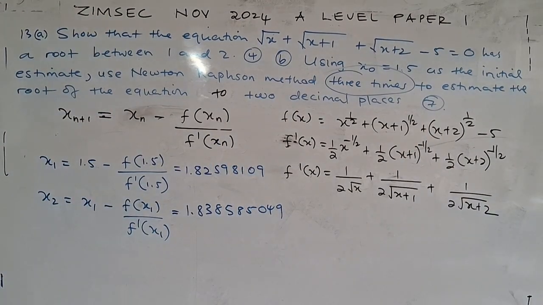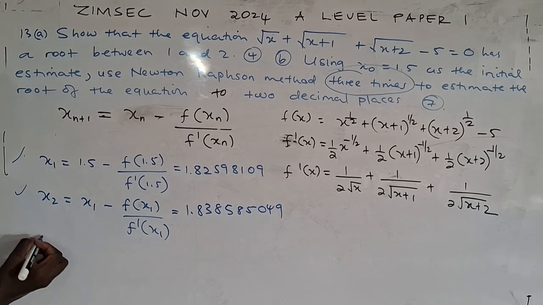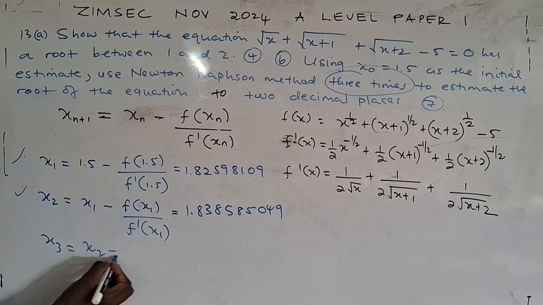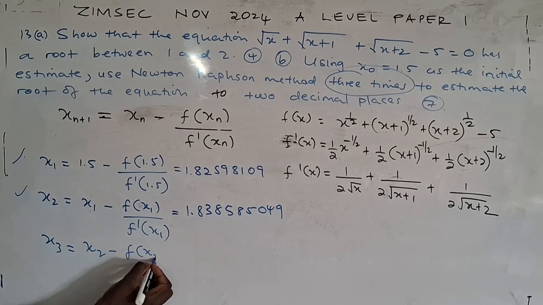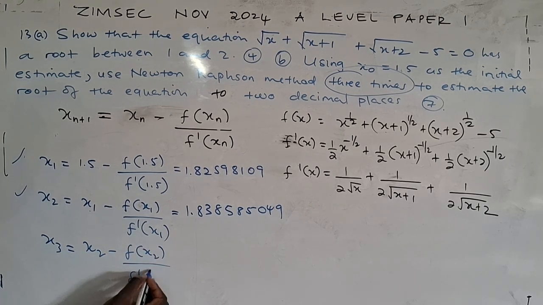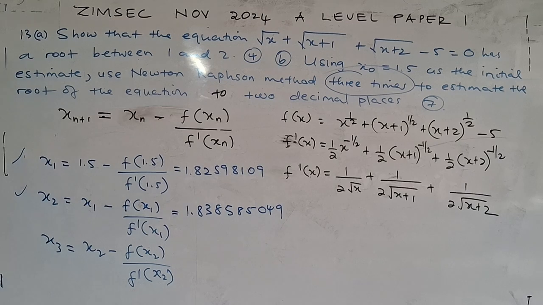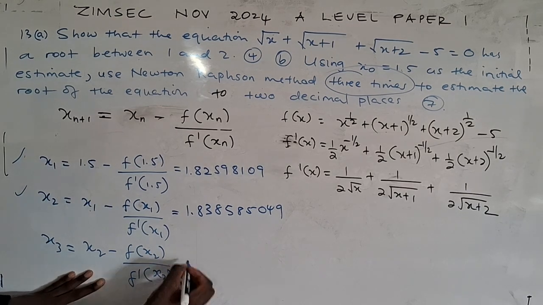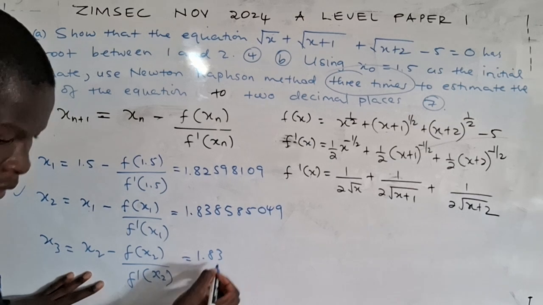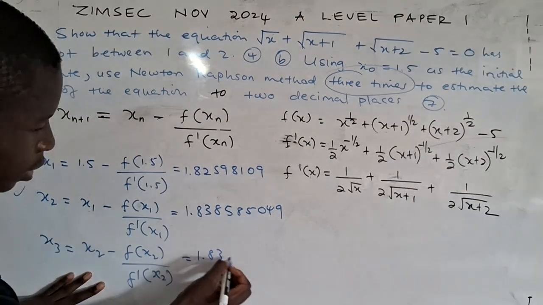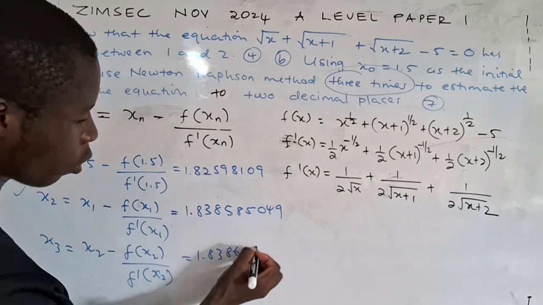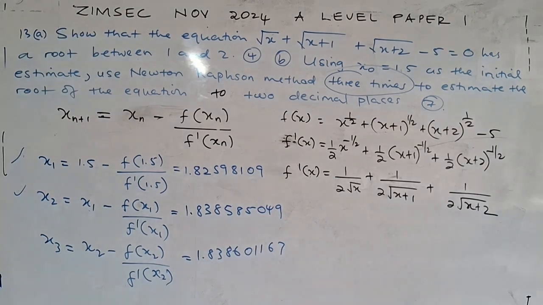Okay, they said you are supposed to do this 3 times. This is the first, second time. Now you can find x3. x3 is nothing but x2 minus f of x2 over the first derivative, where here is x of 2. If you solve this, you are going to find 1.83860167. This is the answer.